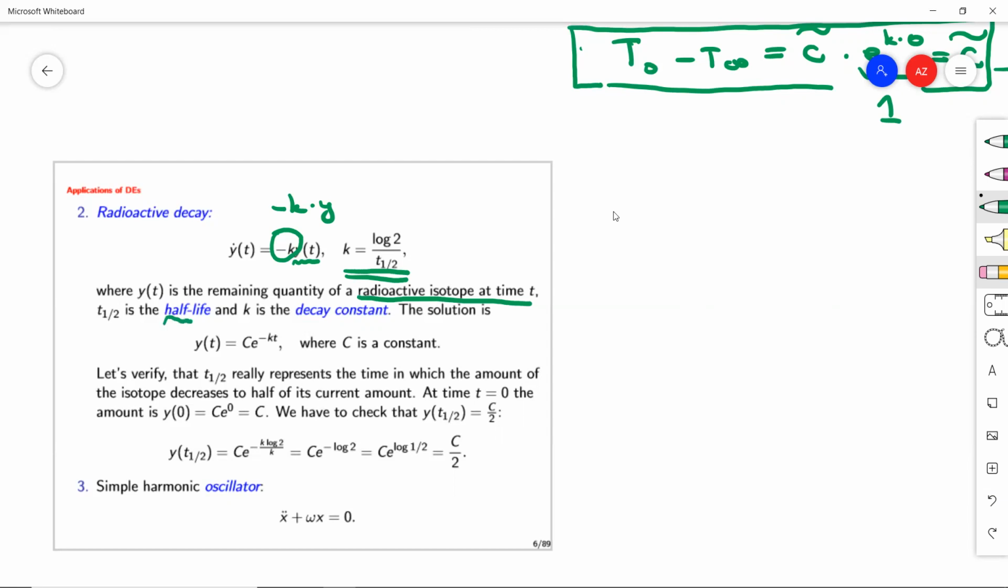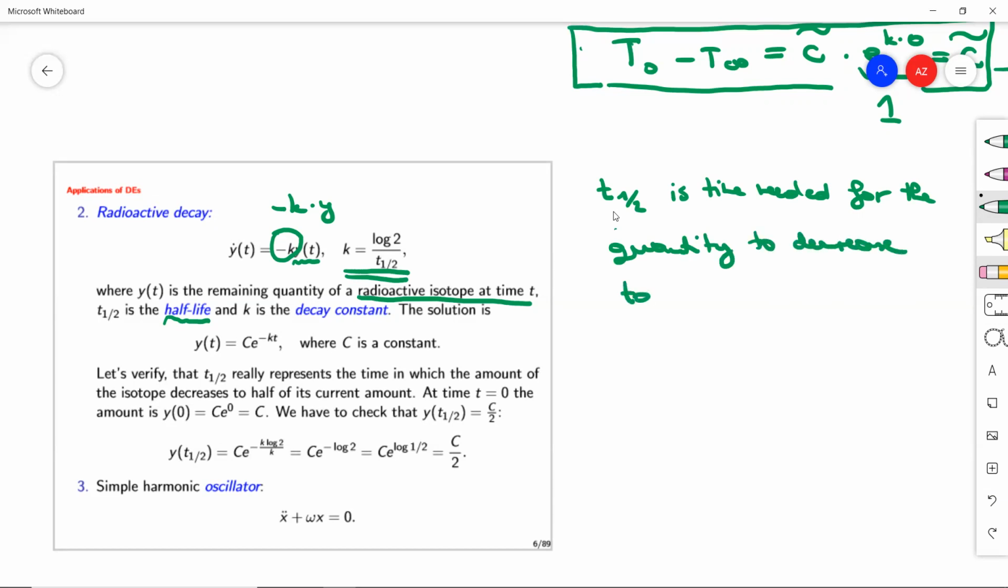So half-life is the time needed for the amount to decrease to half of its current amount. So this t over 1/2 is the time needed for the quantity to decrease to half of its value.